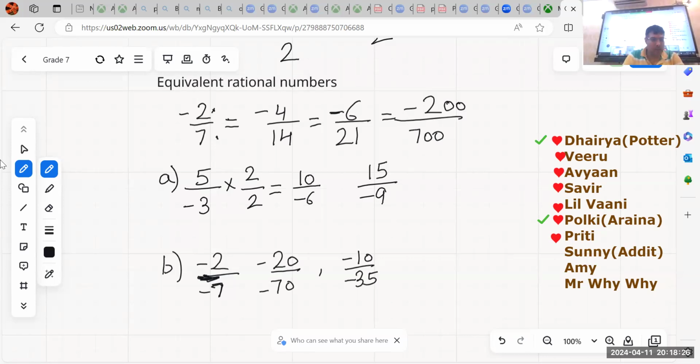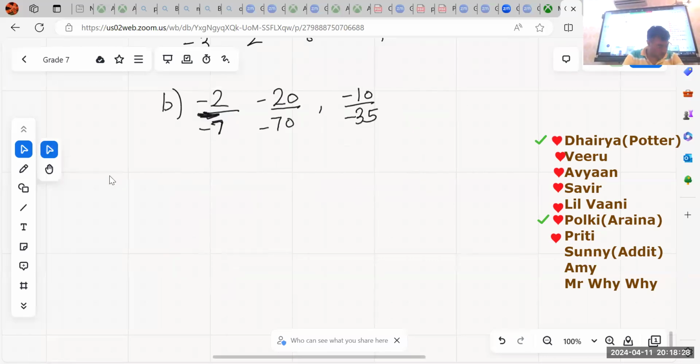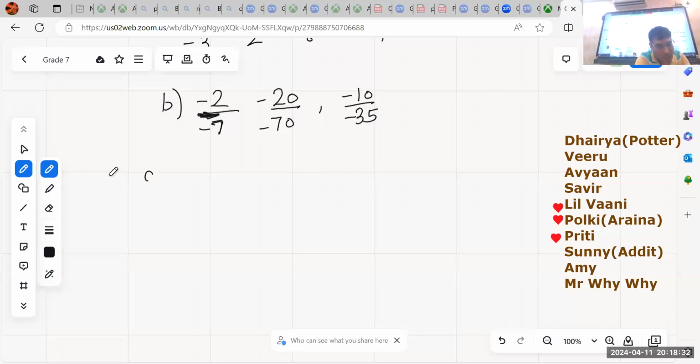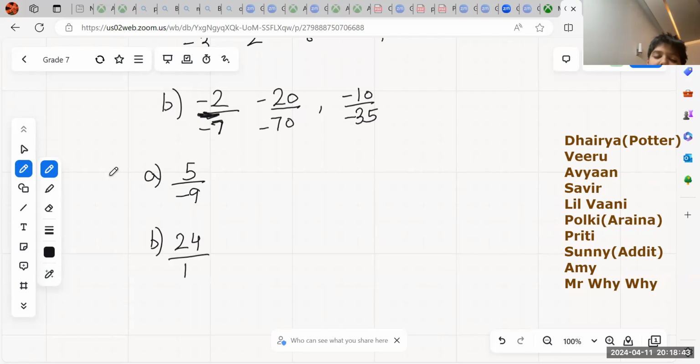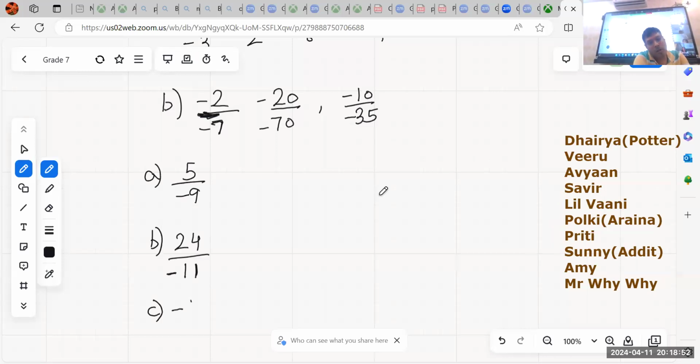So we have understood this loud and clear. Next question, you have to write with positive denominators. So 5 by minus 9, 24 upon... Sir, we have to bring the minus sign up? Yes. Your denominator should be positive. The question says your denominator should be positive. You decide what you want to do.